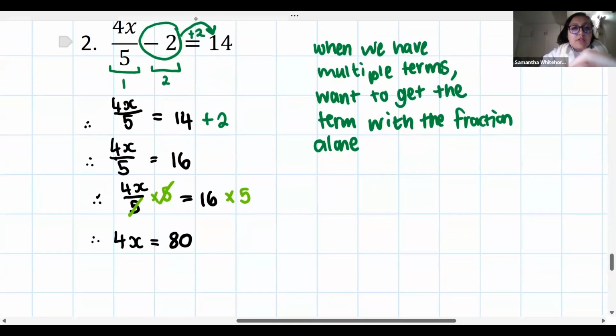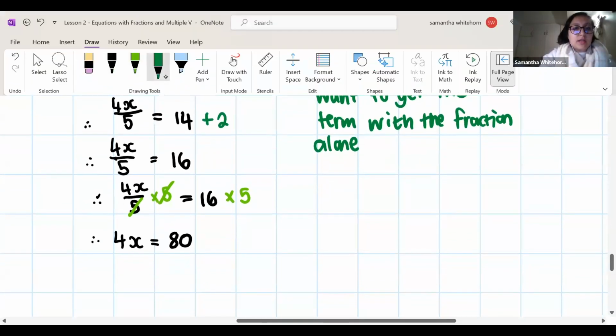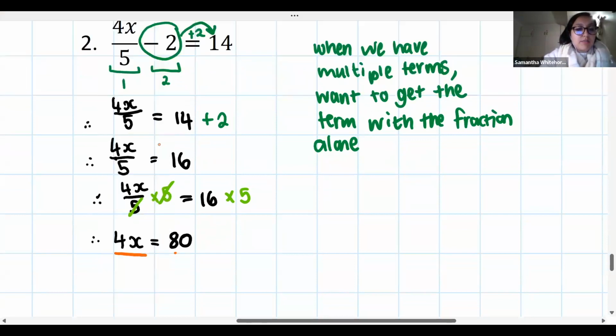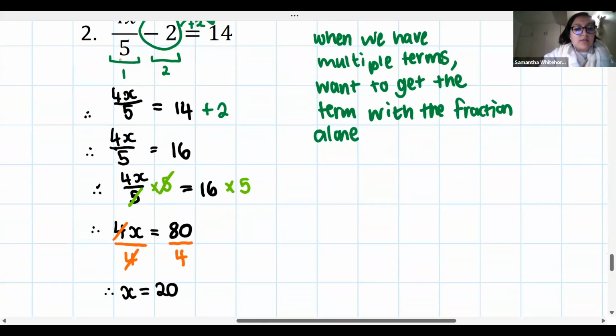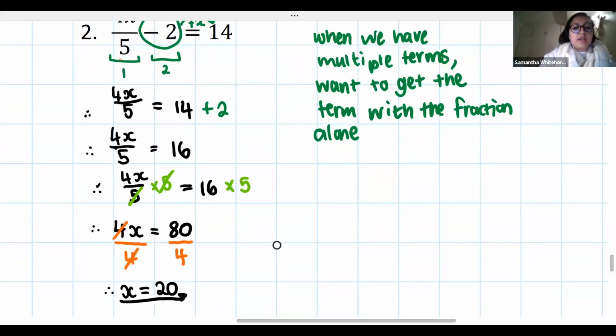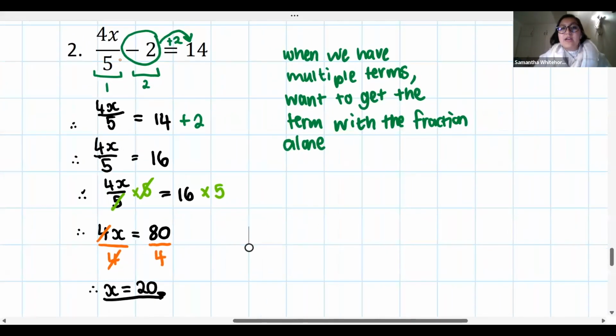I don't want that coefficient of 4 there. I need to deal with that. So I need to divide both sides by 4 to get x alone. And so when we say 80 divided by 4, we get an x value of positive 20. And so for this equation, x is equal to 20. So guys, even when there's that extra term, or even when we have multiple terms, we still do the same thing as what we started with. We get the term with the x on one side, which in this case is the fraction. We get the numbers on the other side, and we solve.